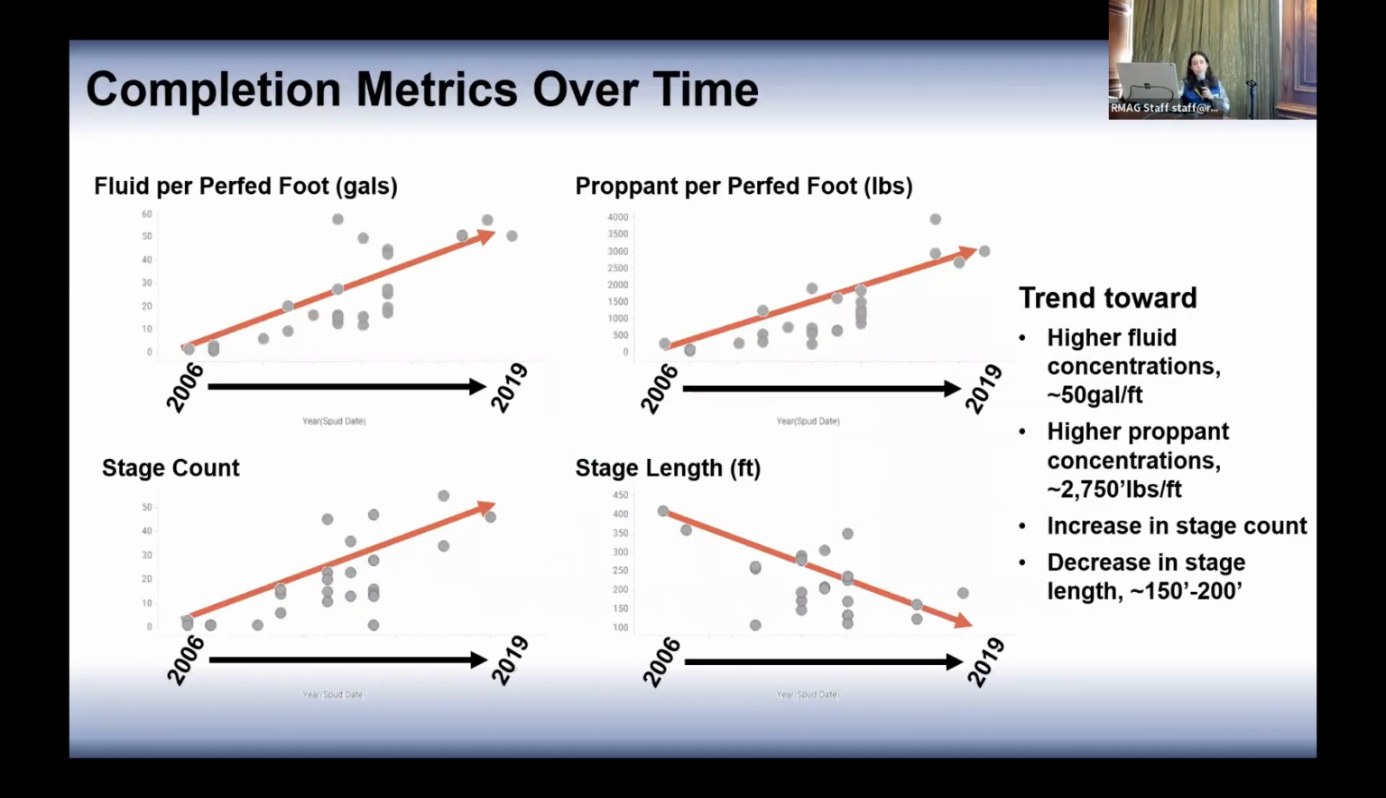Looking at completion metrics over time, starting with some of the earliest horizontals in 2006, and again slightly out of date from 2019, so pre-pandemic, but the same trend here of more fluid per perforated foot. Operators are using more proppant per perforated foot. They're going for more stages that are shorter to try to stimulate the rock better and get better fracs and move more of the fluid out. So higher fluid concentrations, more proppant, more stages, shorter stages.